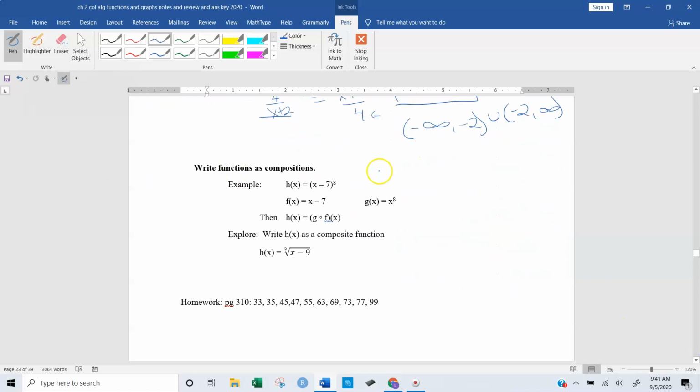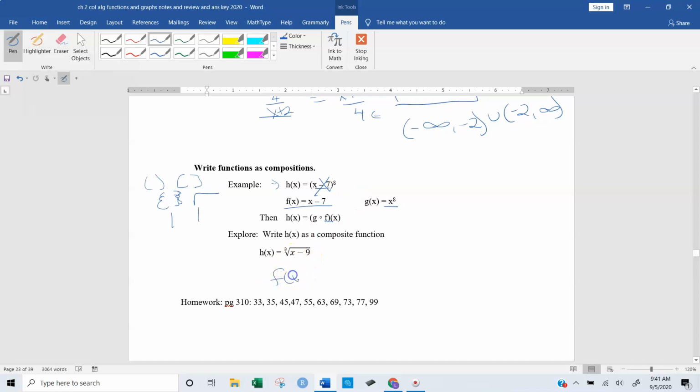All right, here we go. Last but not least is how do you rewrite a function that is a composition into its original functions? First thing you do is look inside the grouping symbol. Remember, that can be parentheses, brackets, braces, square roots, absolute value, whatever grouping symbol you have. So my grouping symbol is parentheses, so whatever is in there is my first function. Now if I take that out and replace it with an x, that's my second function, x to the 8th.